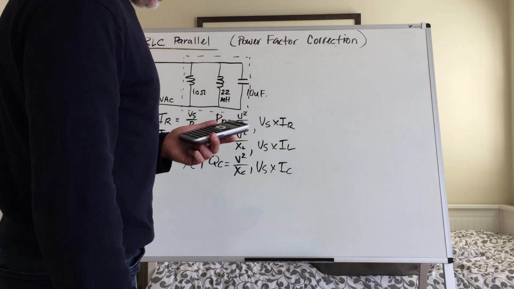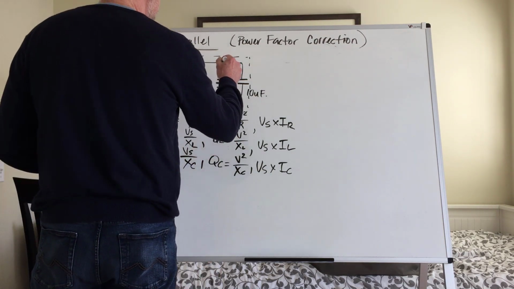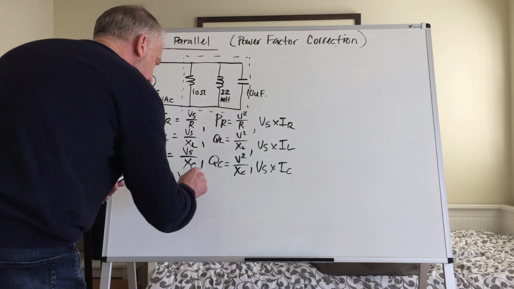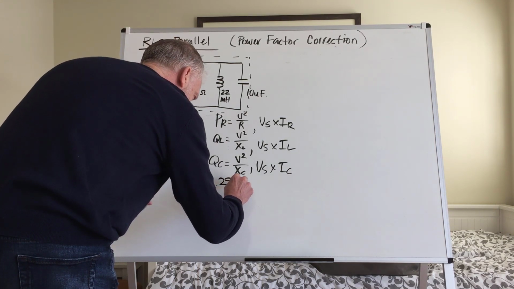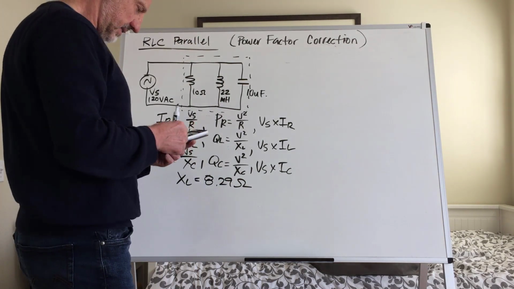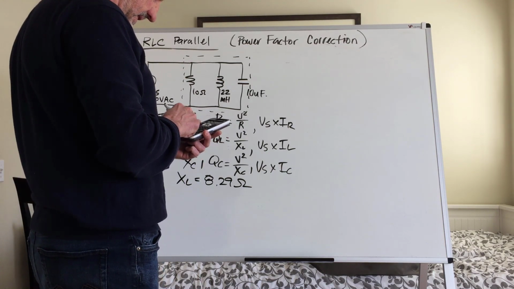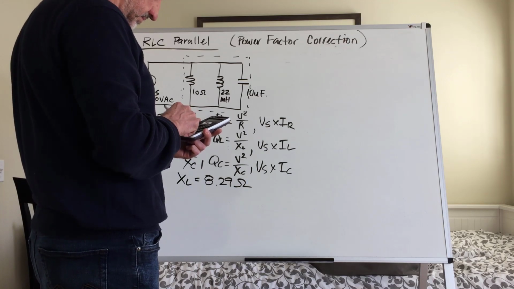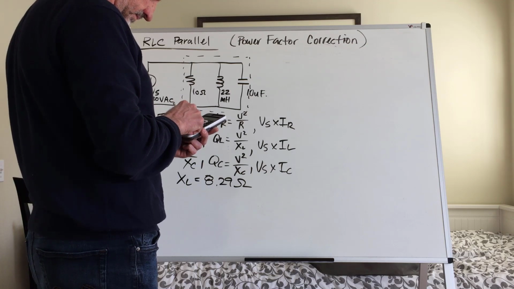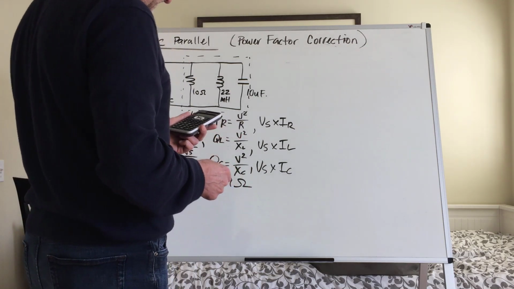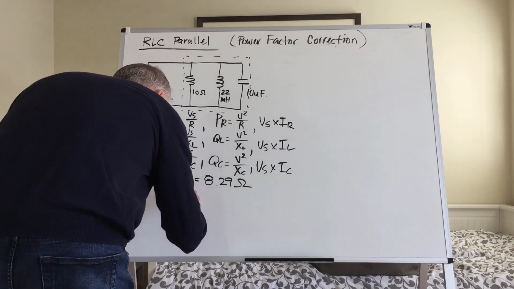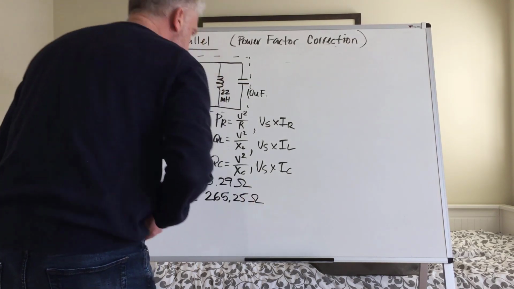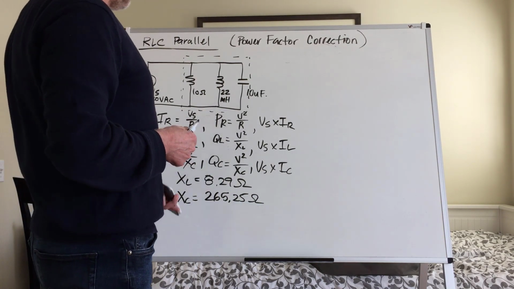Okay, so I get 8.29 ohms for XL here. I'll just write it down here: XL for the inductor is 8.29 ohms. Okay, so now we'll move on to the capacitor, and we'll do our XC value for the capacitor. That equals 265.25 ohms. So XC is equal to 265.25 ohms. So there are our reactances. Now we can come up with our currents.